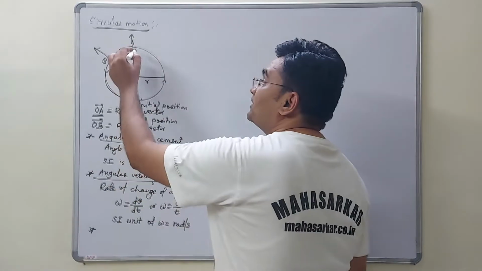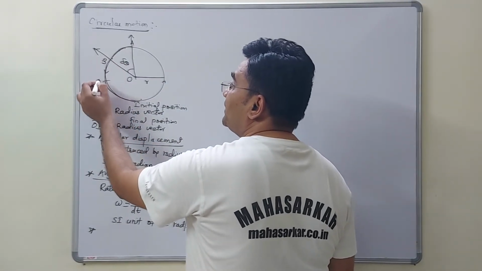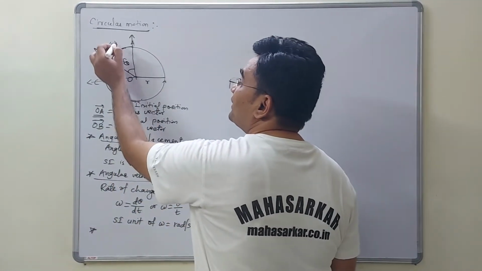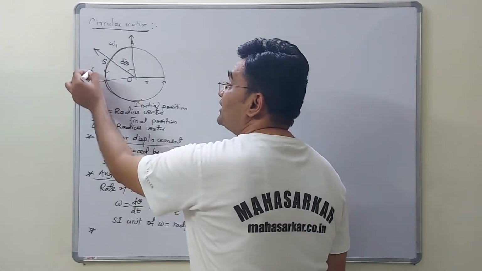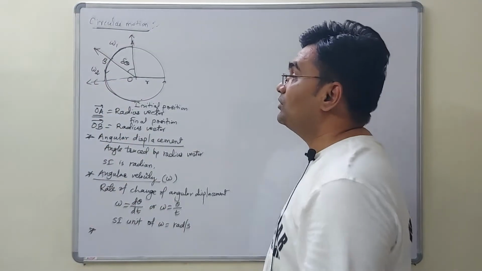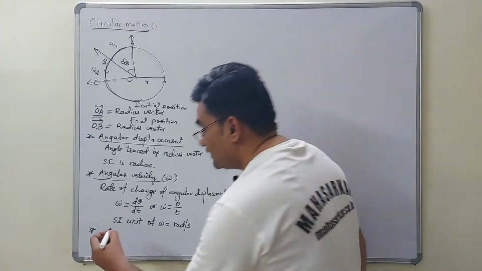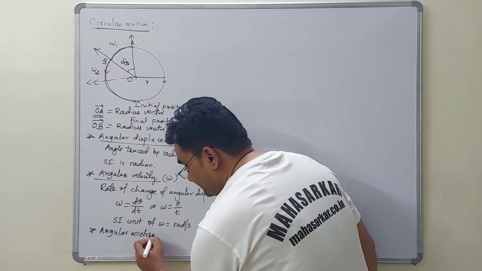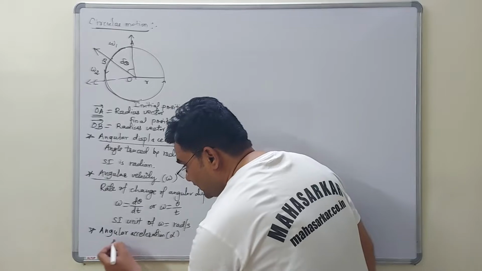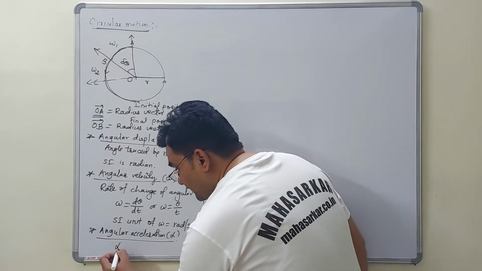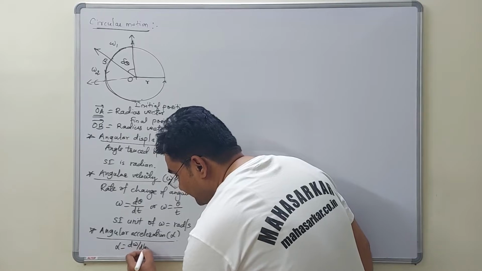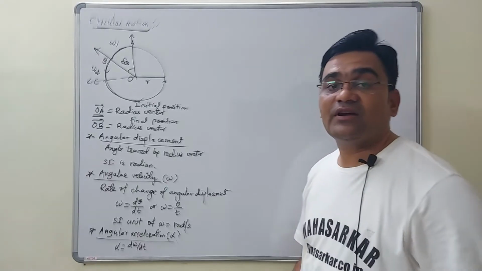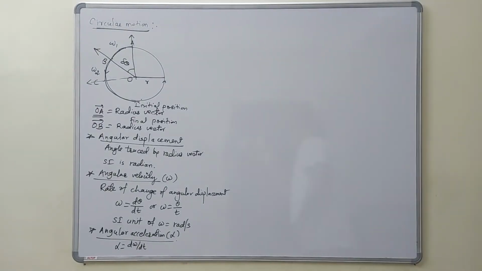Suppose the particle further goes from point A to B and then again from B to C, so that its position vector is OC. During this it was traveling with angular velocity omega 1 from A to B, and from B to C its angular velocity changes to omega 2, and for that it again takes time t. Then the term which arises there is called angular acceleration. Angular acceleration is given by the formula alpha equal to d omega by dt, that is the rate of change of angular velocity. The SI unit will be radian per second square.